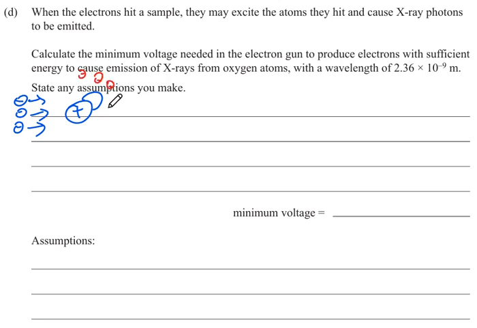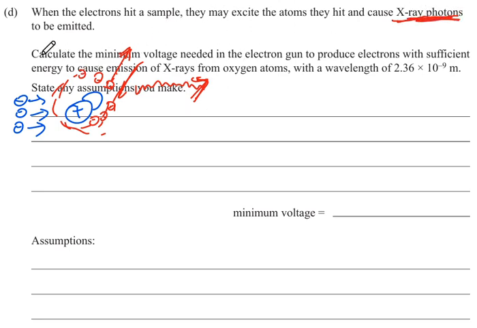And it also has its own electrons here, and then when these electrons hit these atoms, they will cause these red electrons to be excited. And when they get excited, they jump up to the higher level, and then when they fall back, they will emit some photons. And these photons here are X-ray photons.